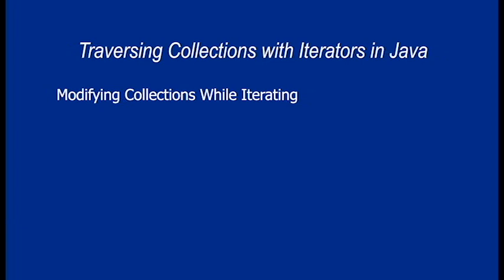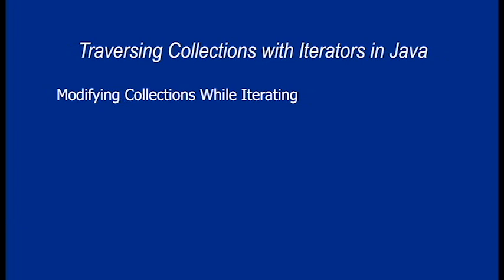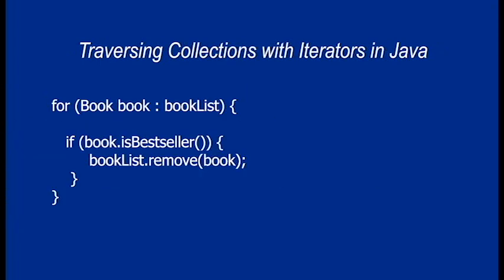Understanding ConcurrentModificationException. First, let's set the stage with an example. Here, I've created a collection of book objects in a list. Each book has a bestseller field, which is a Boolean that indicates whether the book is a bestseller or not. Now, what happens if we want to remove all the bestsellers from our list? So far, so good. Now, let's try iterating through the list with a for-each loop and remove the bestsellers. If we run this code, we'll hit the infamous ConcurrentModificationException.